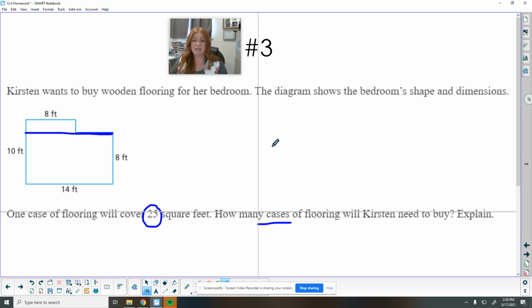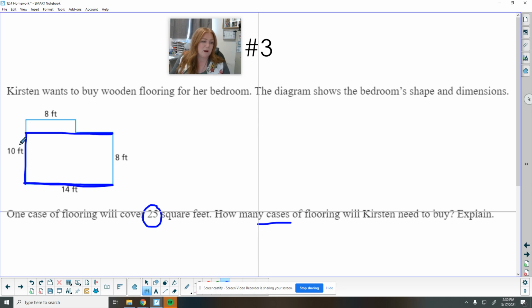So the first thing we need to know is how much area is in her bedroom. Then we'll see how many cases she needs to buy. So let's start with this bottom rectangle here. The base of this whole thing is 14. And then our height is only this section here.